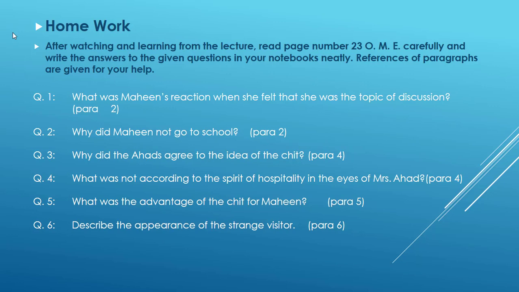Question number 1 is, what was Maheen's reaction when she felt that she was the topic of discussion? Question number 2, why did Maheen not go to school? Question number 3, why did the Ahads agree to the idea of the chit? Number 4, what was not according to the spirit of hospitality in the eyes of Mrs. Ahad? Number 5, what was the advantage of the chit for Maheen? Number 6, describe the appearance of the strange visitor.